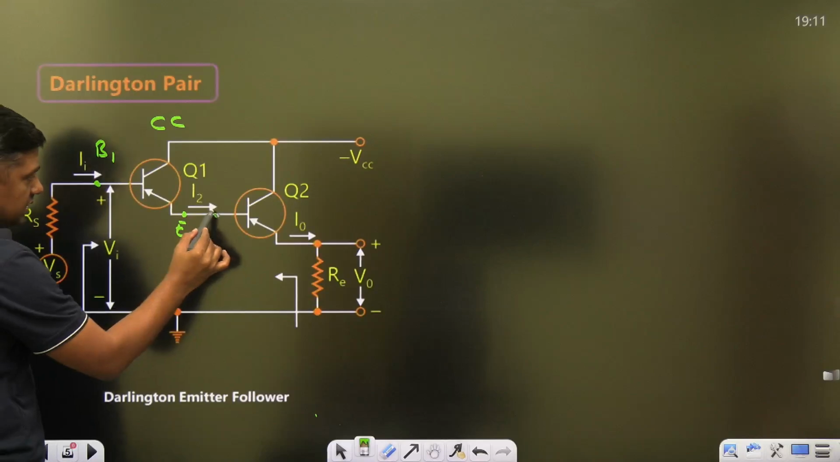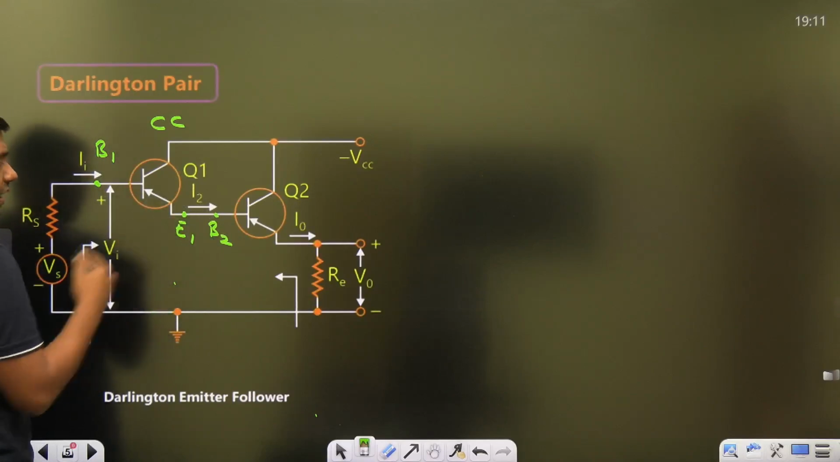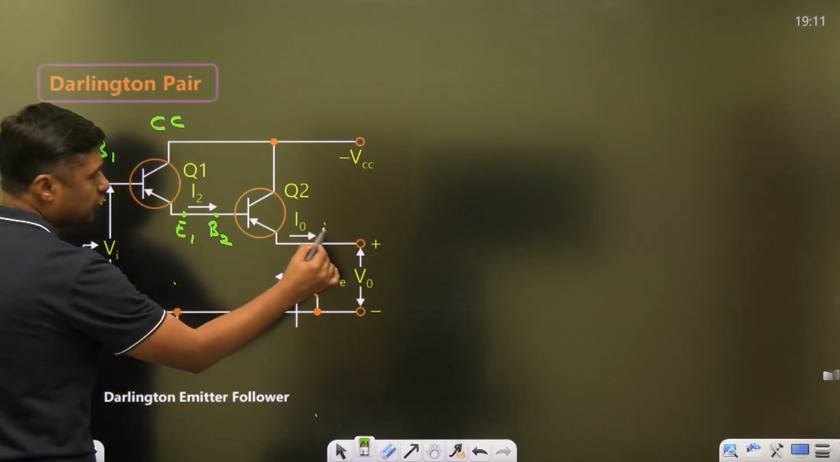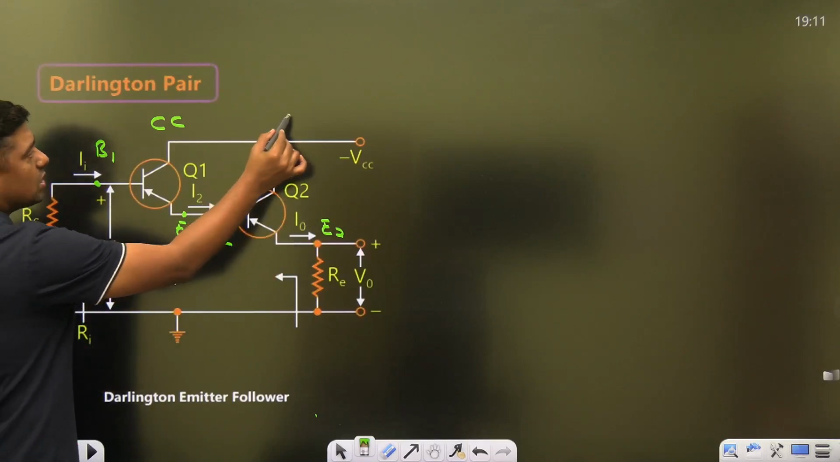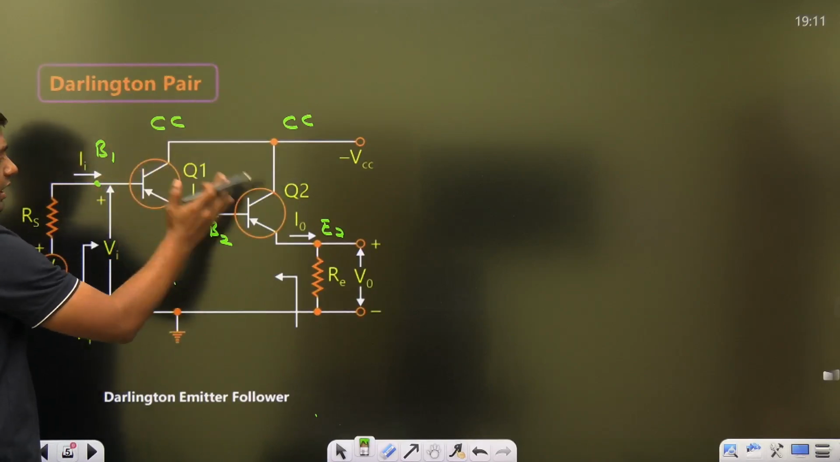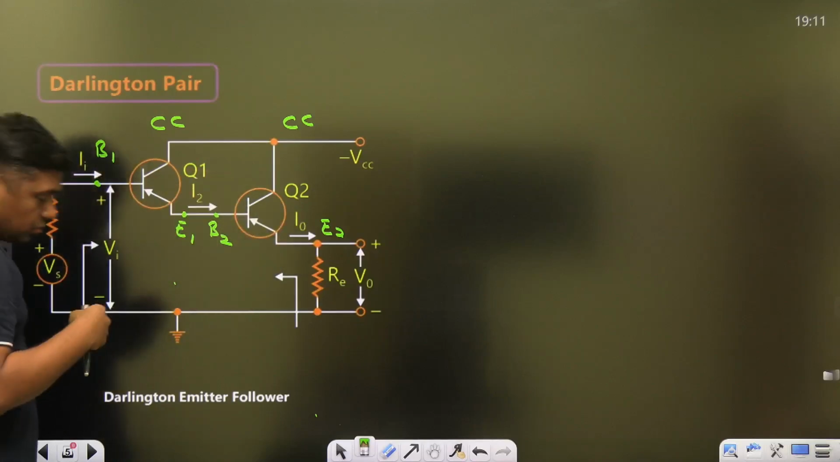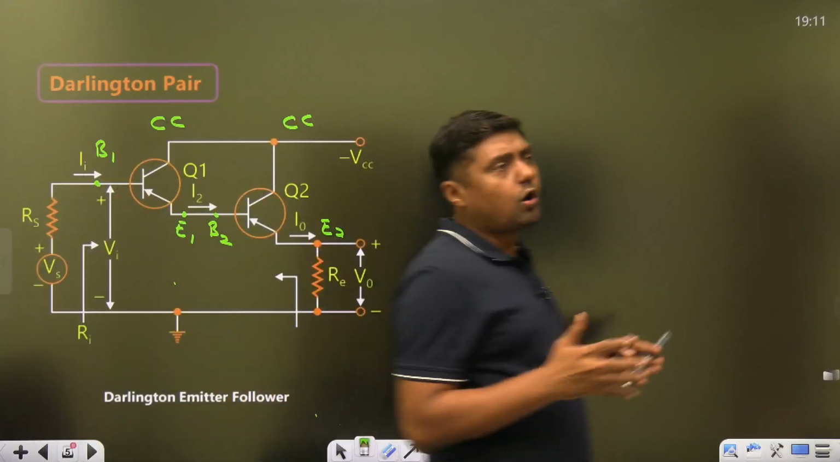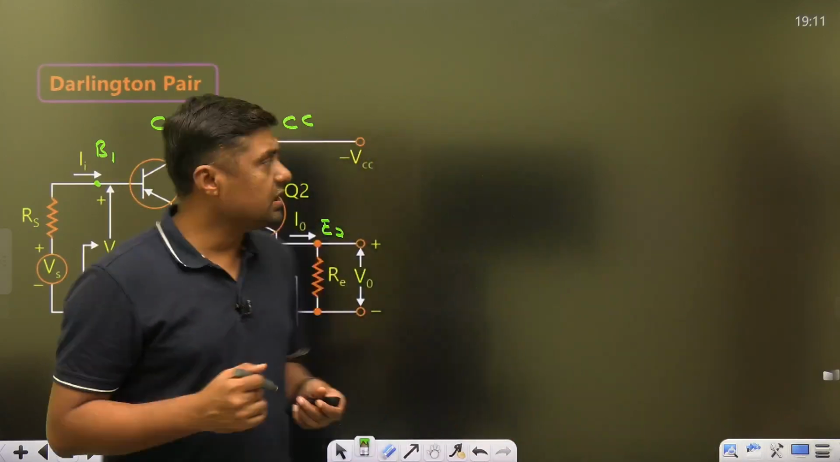Then again this output will become input for the second one, so this is cascading. Then we are getting output from the emitter, again input to base, output from emitter, that's why again it is a common collector. So common collector is followed by the common collector. Then we are getting the output here. So what are the advantages of Darlington pair? What is the purpose behind it? So let's see.